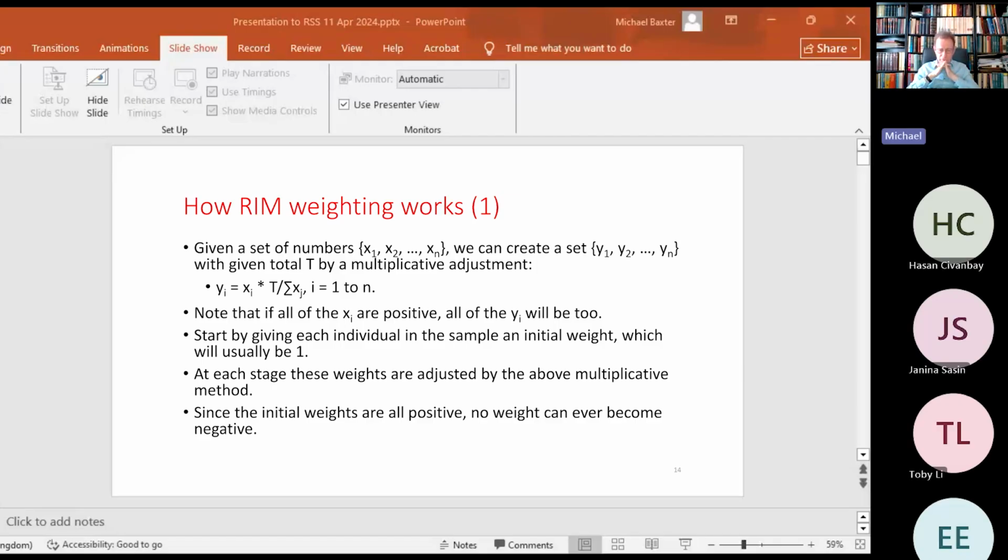Now, with this method, you have to start by giving each individual in the sample an initial weight, which is usually 1. So that's all positive weights. At each stage, you adjust these weights by this method, so weights can never get negative.